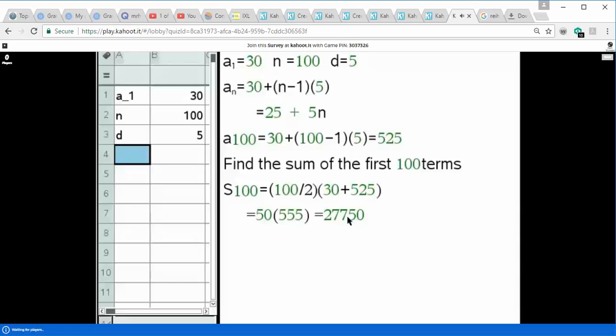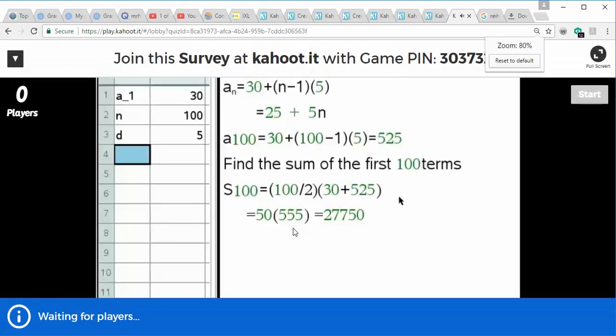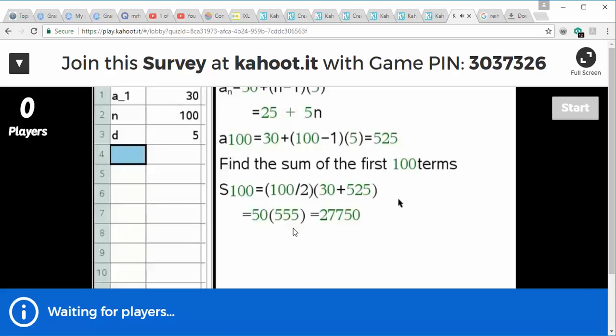Good things are shown here. You can see where kids could get tripped up, and they can see, if they showed work, where their mentality broke down. So I got 27,750. That is the sum of the first 100 terms of the sequence. And this would show you that you could embed a video to practice with this first.